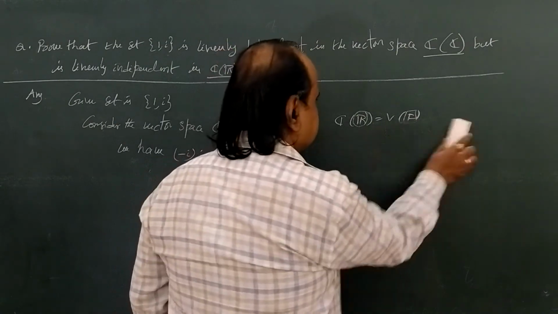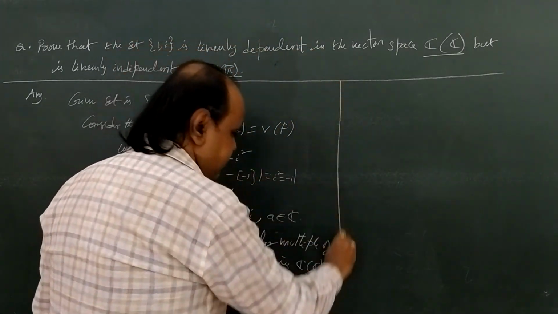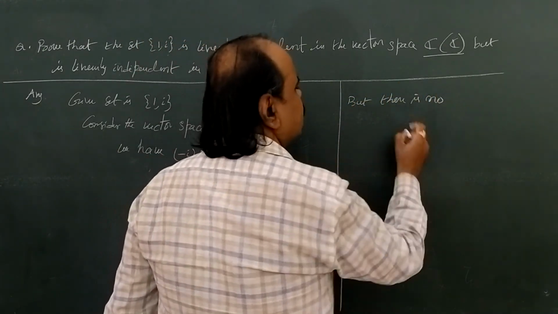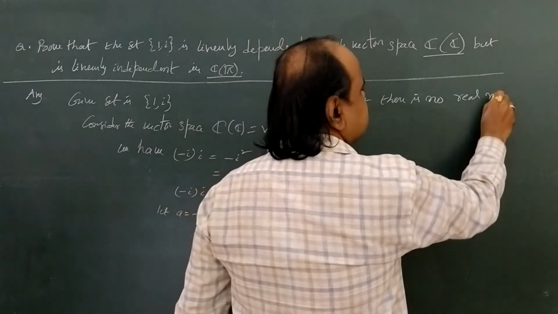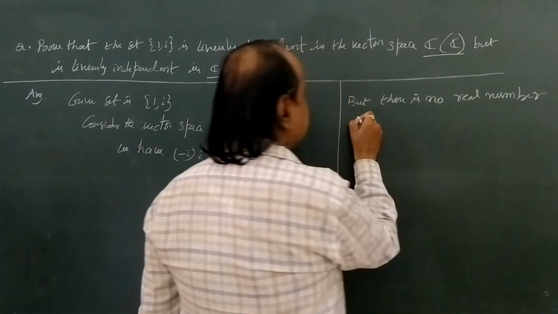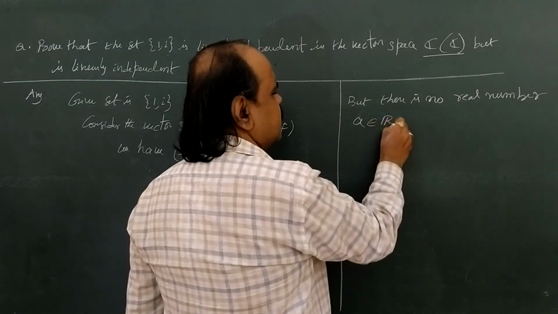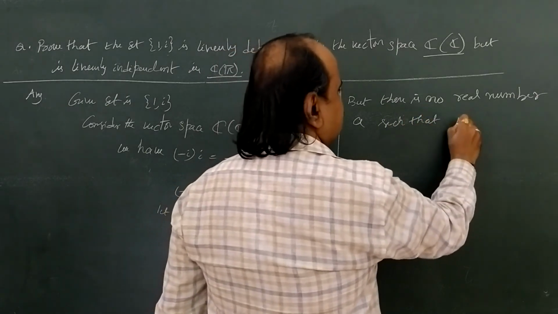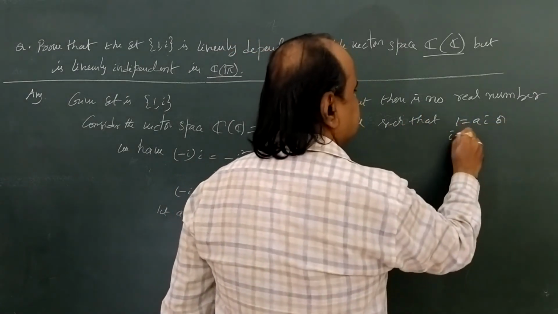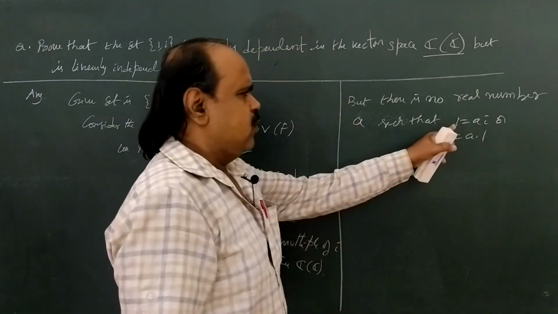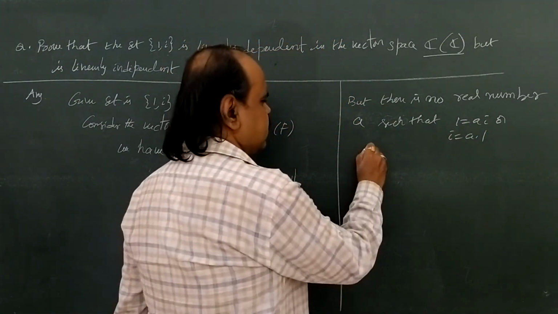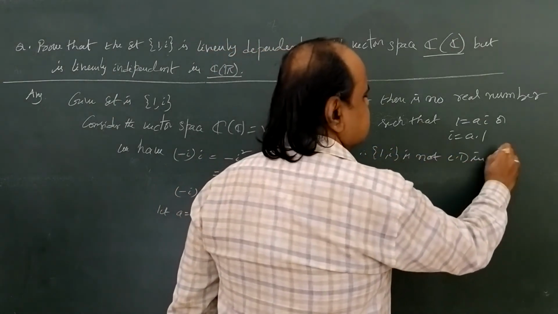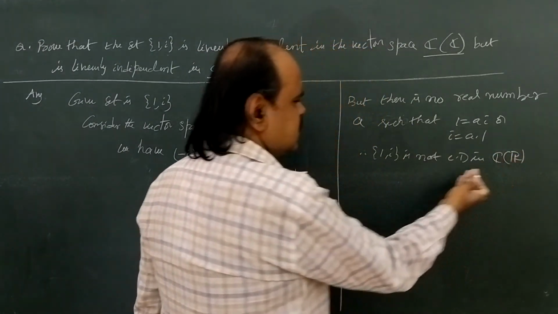But there is no real number small a belonging to R such that 1 equals a into i or i equals a into 1. సో ఒకదాన్ని ఇంకో స్కేలర్ మల్టిపుల్ మనం రాయలేము. దేర్ఫోర్ సెట్ 1, I ఈజ్ నాట్ LD ఇన్ C of R. If the field of scalars is R, then the set is not LD.